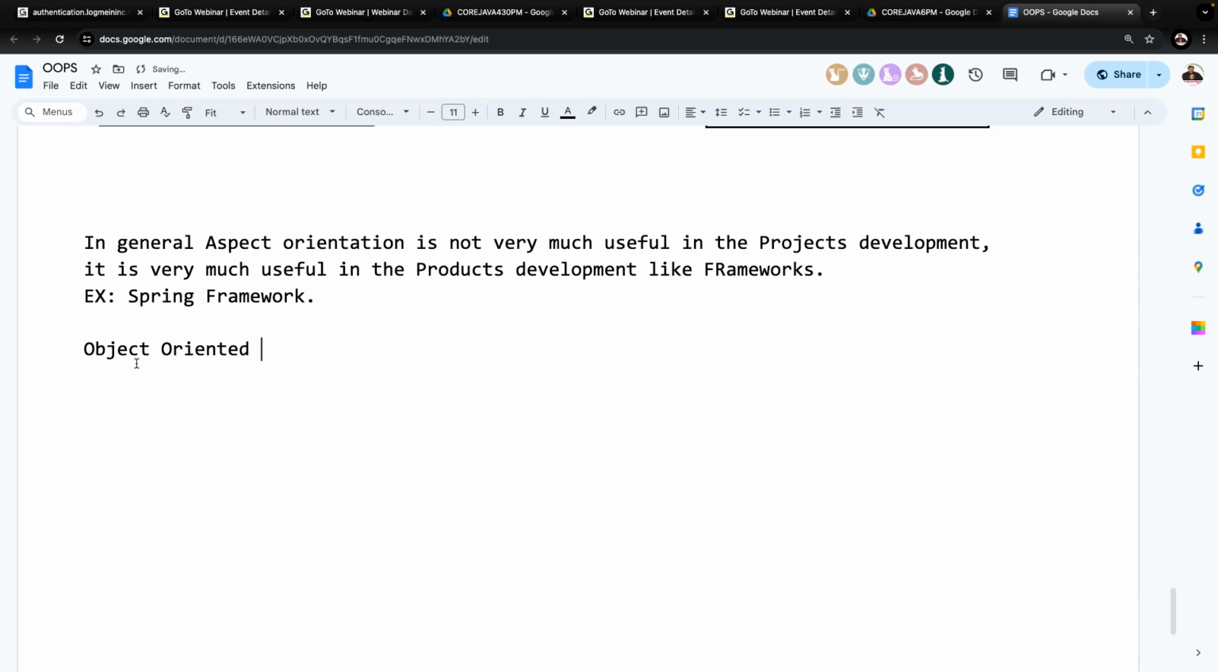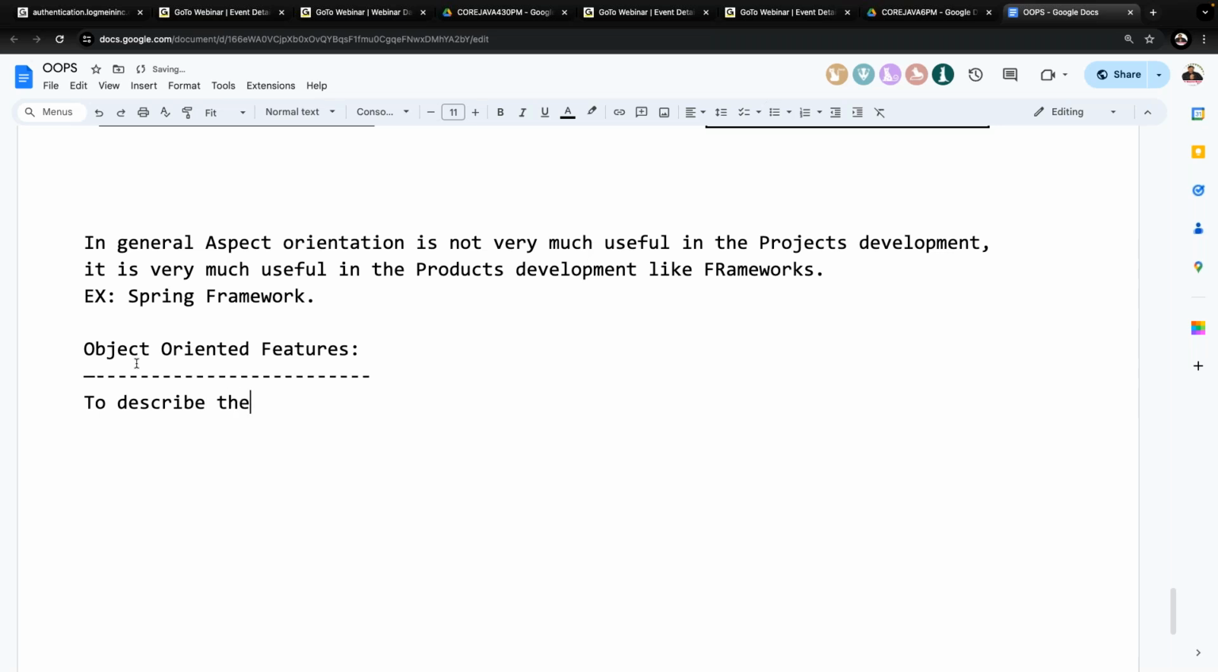Object oriented features. Object orientation we understood, right? What is the requirement to go for object orientation? Object oriented programming languages. Now we are going to understand the object oriented features. Now understand the point here.